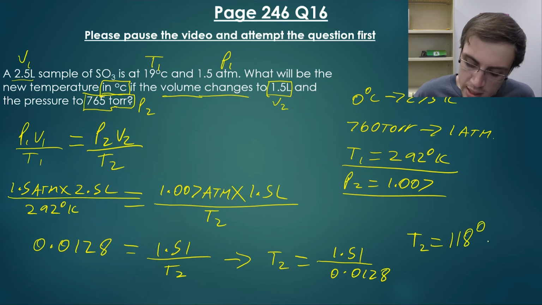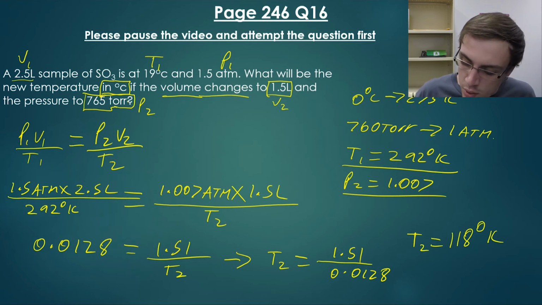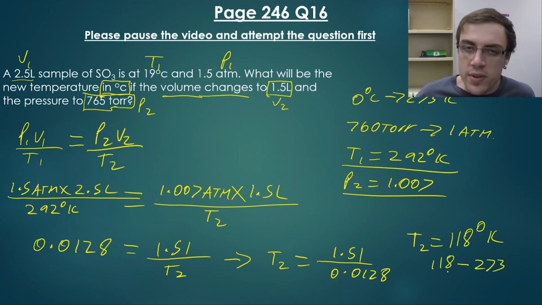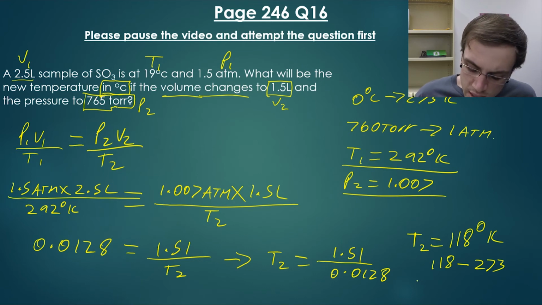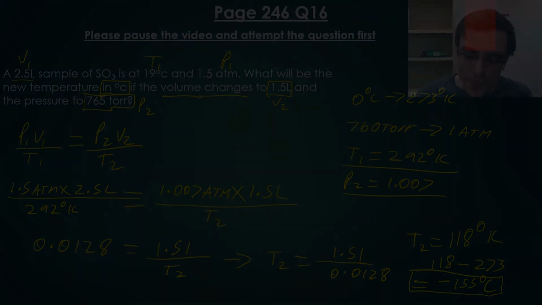Which means that our final temperature, T2, is equal to 118 degrees Kelvin. But the question asks for it in Celsius. So what we do is we go 118 minus 273, which will give us our degrees in Celsius, and that will give us a total of negative 155 degrees Celsius. And that is our final answer.